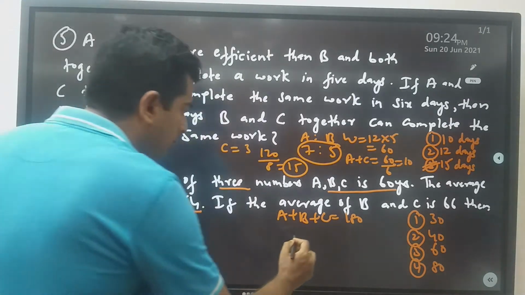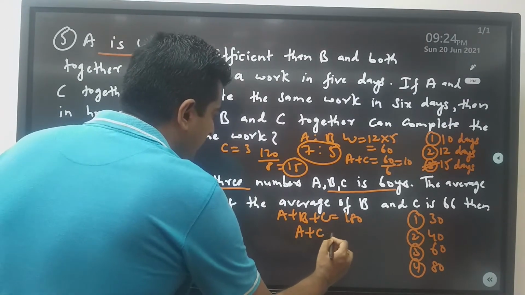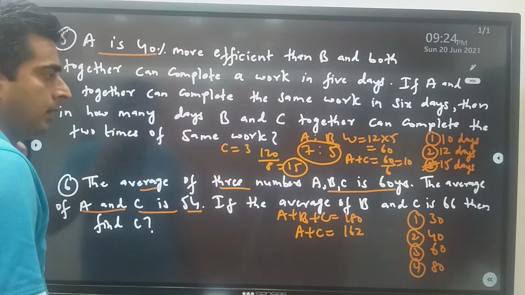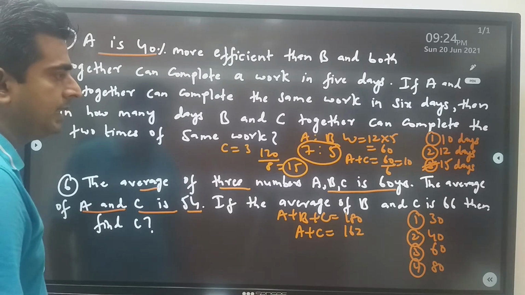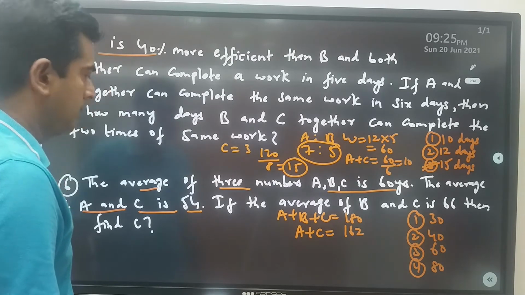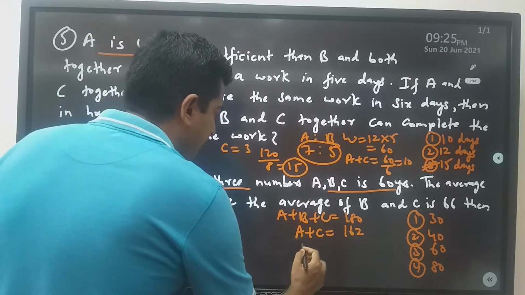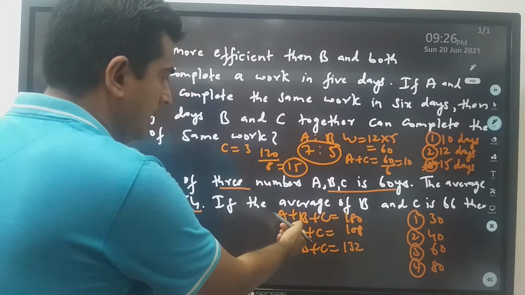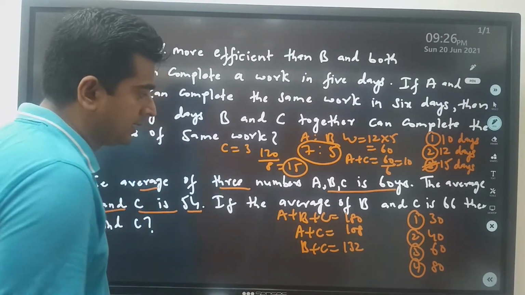The average of A and C is how much? 54. So what about the total? 54 into 2 is how much? And the average of B and C is how much they have given you? 66. Right? So what about the total? 132. If you substitute this value in the first equation, you will get B.